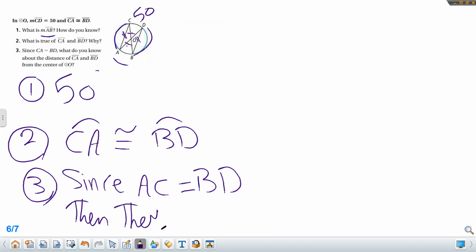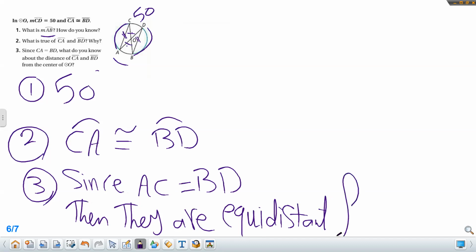So we can say since CA equals BD, the two chords are equal, so they are equidistant from the center of the circle O. So what about the distance of CA and BD from the center? They are equal, because the two chords are equal.